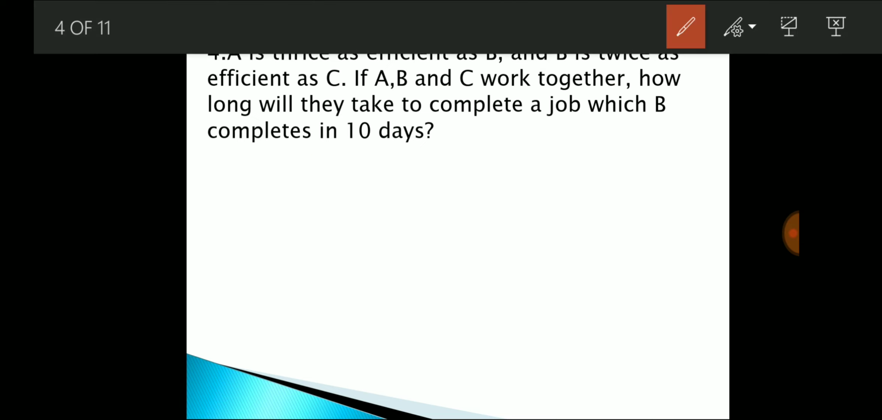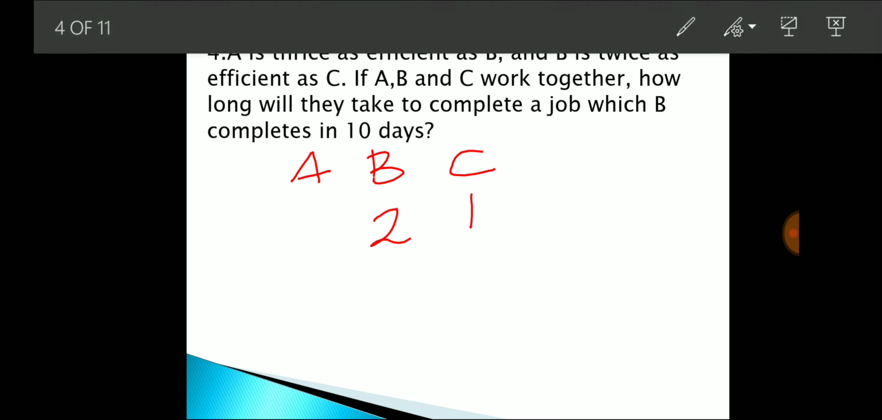Which means out of the 3 people, A, B, C, the least efficient is C. If I take C's efficiency as 1, B is twice as efficient as C, which means B would be 2. And A would be thrice as efficient as B, which means A would be 6. So if A is 6, B is 2 and C is 1, if A, B, C work together, how long will they take to complete the job, which B alone can complete in 10 days?